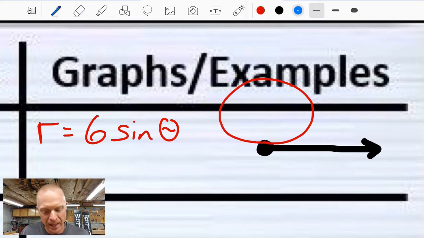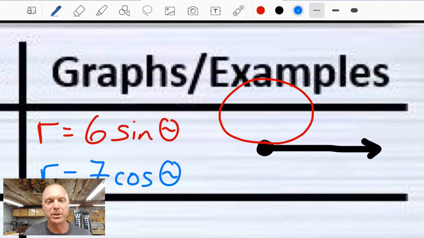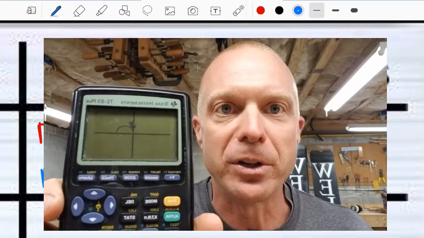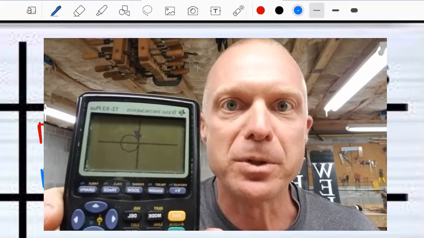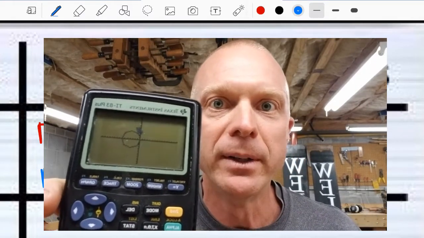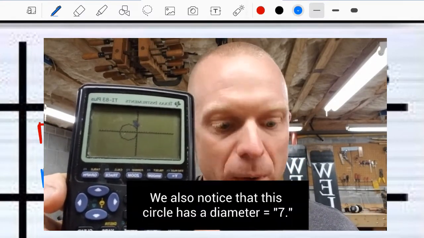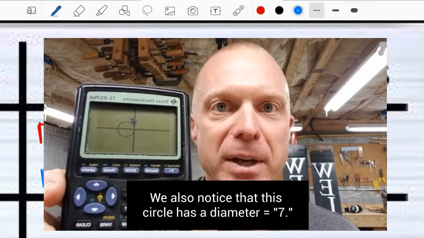How about r equals 7 cosine of theta? r equals 7 cosine of theta. Do you want to check that one out? That'll give us a second example that we can see. When you graph that on your calculator in zoom square, you actually get another circle. This time, though, I want you to notice that the orientation of the circle is slightly different.